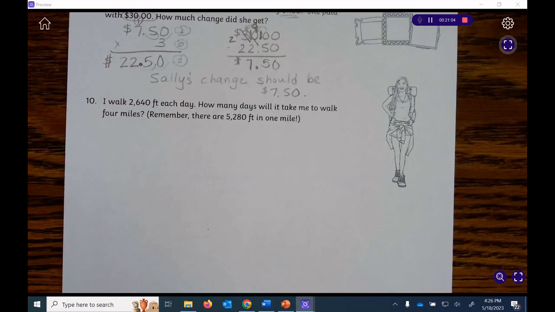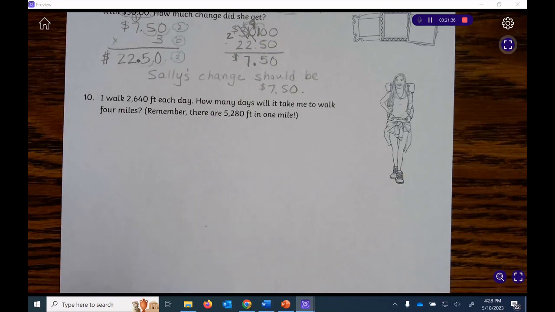Question number 10. I walk 2,640 feet each day. How many days will it take me to walk 4 miles? Remember, there are 5,280 feet in 1 mile. Pause this video, solve the problem, unpause the video, and see if you got the answer correct.